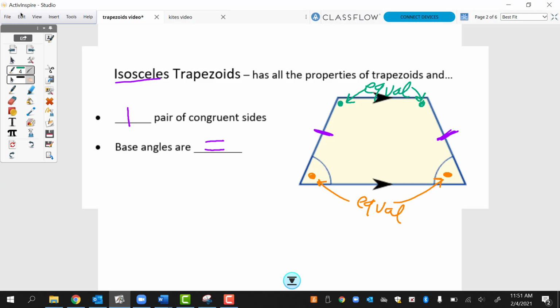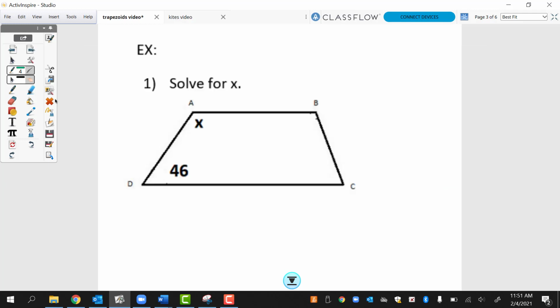So with all this information, let's do some practice questions. How am I going to do this? So number 1 says solve for x. So first thing, these are my parallel sides, okay? Not congruent, those are parallel. So I'm checking, is it isosceles? Do I see the tick marks on the not parallel sides? No. So no equal angles.